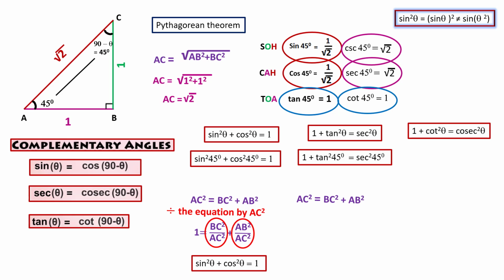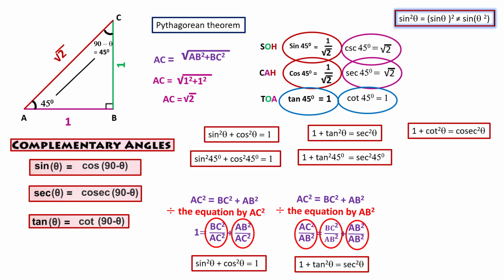AC square is equal to BC square plus AB square. Divide the equation by AB square both sides, which will give you AC square by AB square, which is equal to BC square by AB square plus AB square by AB square. AC by AB will give you secant theta. The square of it will be secant square theta. BC by AB will give you tan theta, and AB will cancel with AB, which will give you 1 plus tan square theta is equal to secant square theta.